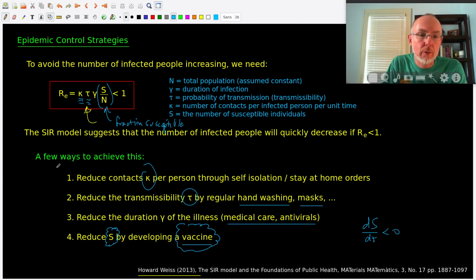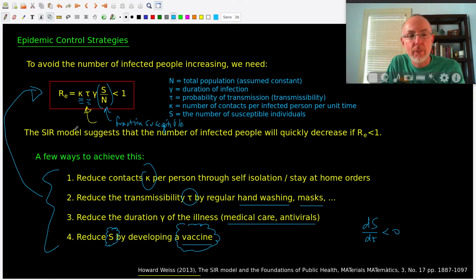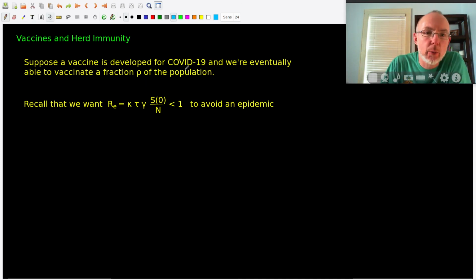Notice how these strategies are coming straight from the mathematics. They're coming straight from the effective reproductive number. We're looking at what that thing is and we're reducing each of those quantities. Let's talk a bit more about a vaccine. Let's hope in the near future that a vaccine is developed for COVID-19, and that we can launch a vaccination program and get the fraction rho of the population vaccinated. In other words, if rho is a half, 50% of the population is vaccinated.